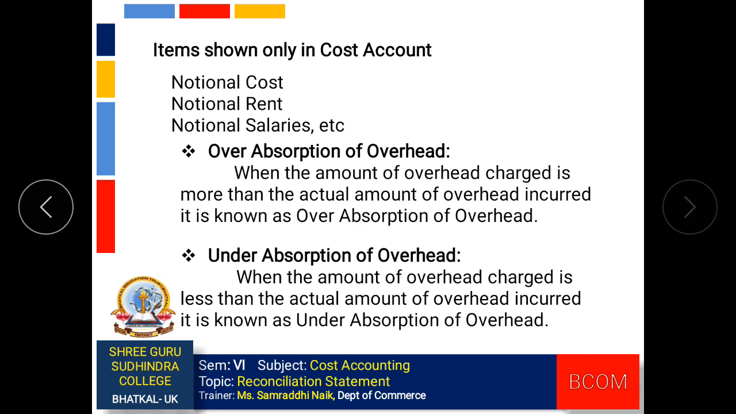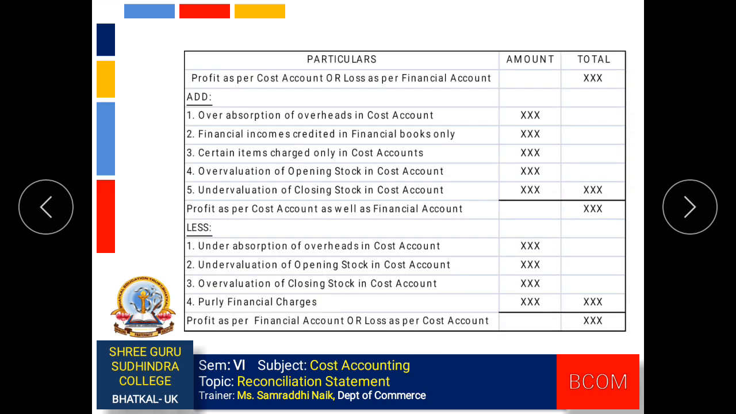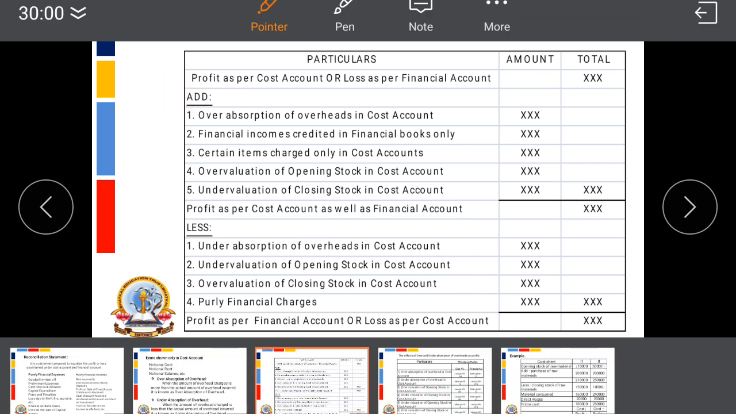Let us see the format. Here the format starts with profit as per cost account or loss as per financial account. Some items have to be added and some items deducted to equalize the profit or loss of financial account as well as cost account. First we'll see what are the items to be added.